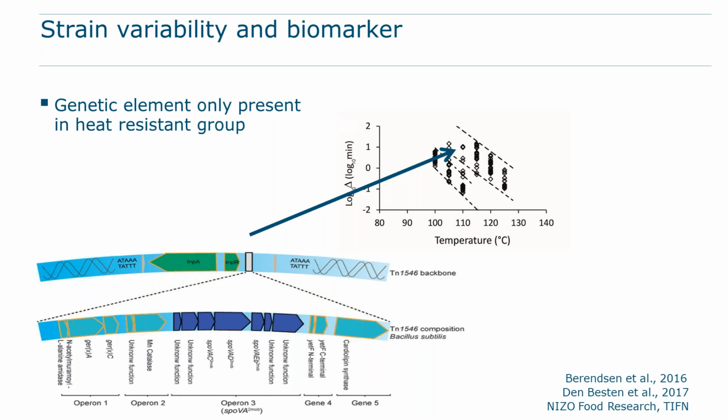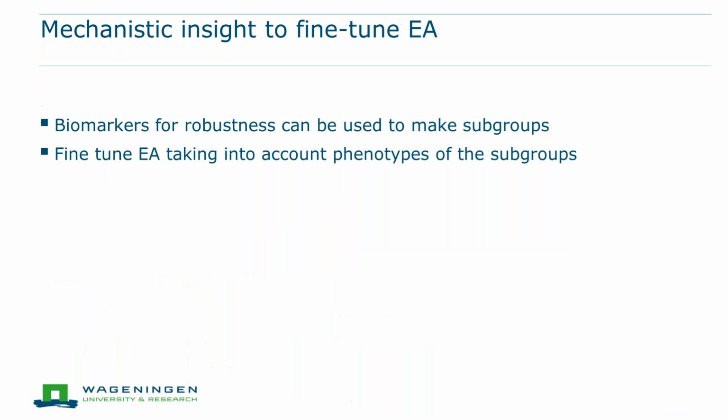And when this element was deleted in one of the heat-resistant strains, indeed this strain became part of the heat-sensitive group. Also, when this element was integrated in a sensitive strain, this strain jumped to the group of the heat-resistant strain. So this is a strong indication that this genetic element can function as heat resistance biomarker.